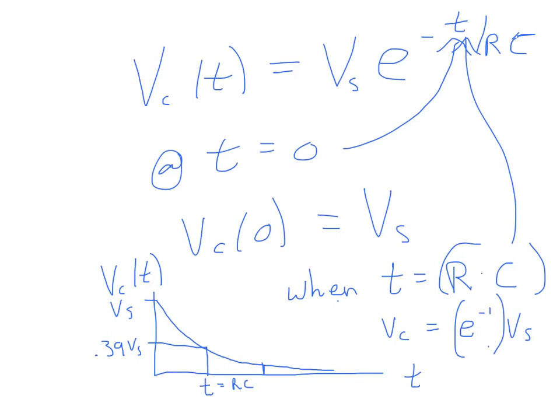So if you put numbers in, as we talked about in class, for the resistance and the capacitance, you can figure out how long it's going to take your voltage to drop down to 39% of its initial value. And that is known as one time constant. And remember, R times C also has units of seconds, as we talked about in class.